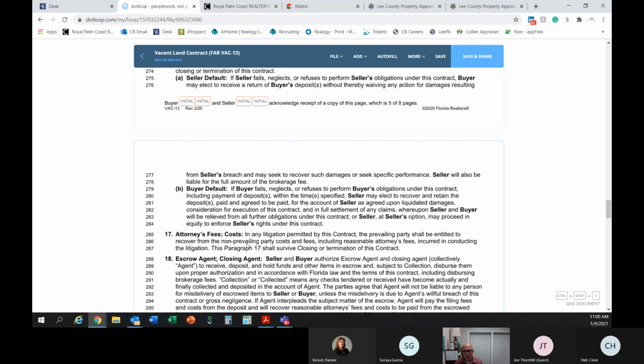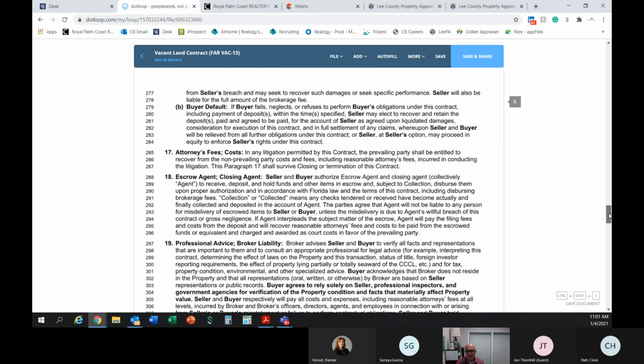Okay, attorney's fees and costs. In any litigation permitted by this contract, the prevailing party shall be entitled to recover from the non-prevailing party costs and fees, including reasonable attorney's fees incurred in conducting the litigation. This paragraph 17 shall survive closing or termination of this contract. Okay, so if an attorney needs to be hired, then whoever is at default is paying for that attorney. That's basically what that says.